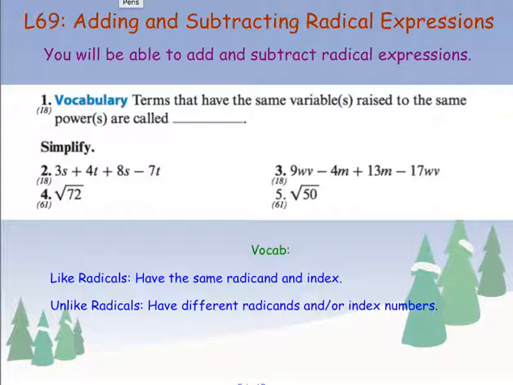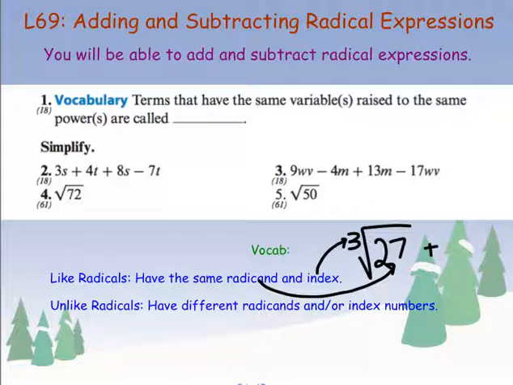So remember that if we have something like the third root of 27, we would say that 27 is the radicand and the index is 3. The only way to have a like radical is to have another one, even if it says something like 2 times the cube root of 27. Those would be like radicals because our radicand is the same and the index is the same.